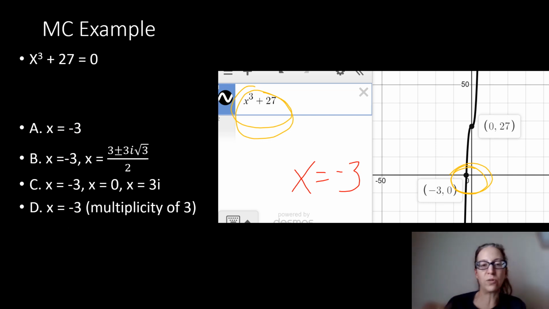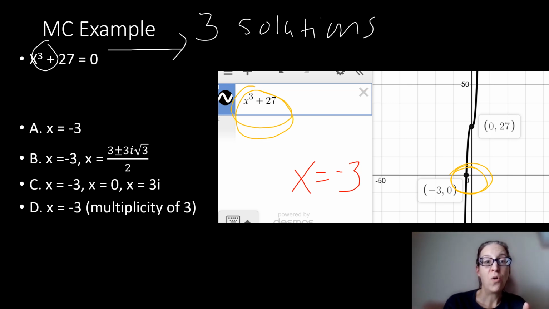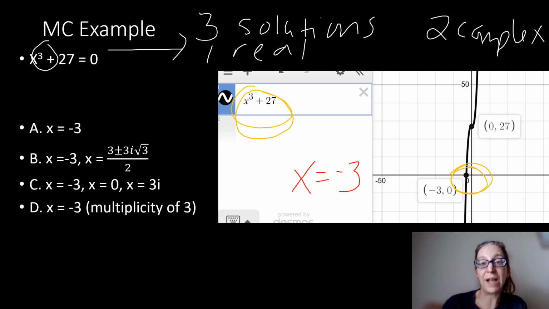Now, all of these answer choices have an x equals negative 3, but if I had an answer choice that did not have an x equals negative 3, I am not picking that answer choice, and you can eliminate that one. Okay, now here's how you reason your way through it without doing the rest of it. Okay, this is degree 3, which means there are 3 solutions. One of them is real because I can see it, which means 2 of them have to be complex.